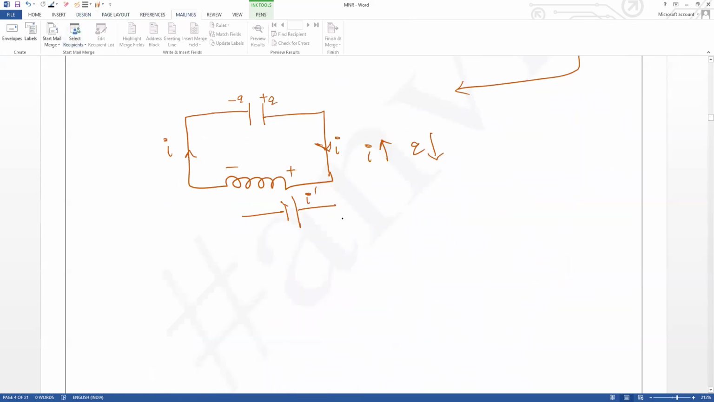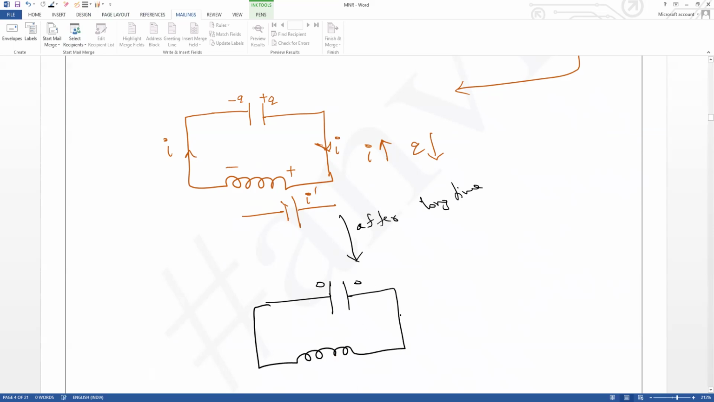Now slowly, after a long time, current will reach what? Maximum. So current will reach maximum. Okay, so I becomes what? I naught. So the current becomes maximum. Means what is the charge on the plates? What is the charge on the capacitor? Current becomes maximum, charge 0. Now again what will happen?